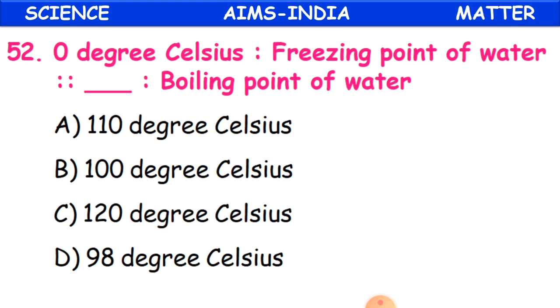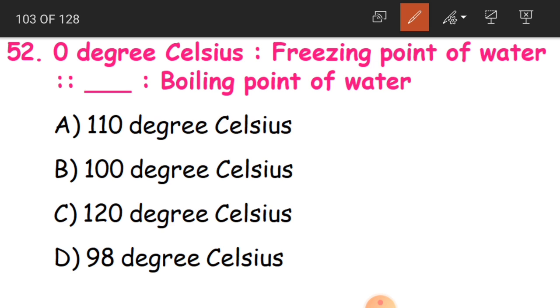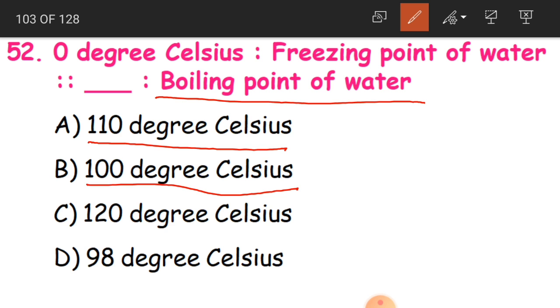Clear? Now the 52nd question: 0 degrees Celsius is the freezing point of water. Okay, 0 degrees Celsius means what? Freezing point of water. So for the boiling point of water, how many degrees Celsius do we take into consideration? Is it 110 degrees Celsius, 100 degrees Celsius, 120 degrees Celsius or 98 degrees Celsius? And the answer is 100 degrees Celsius. This is the boiling point of water.